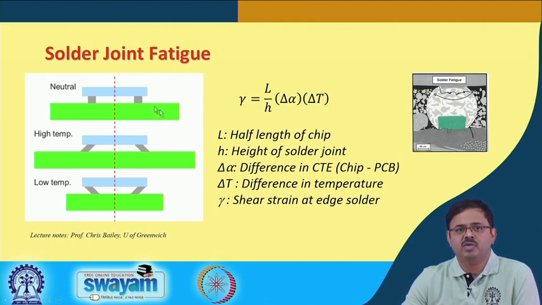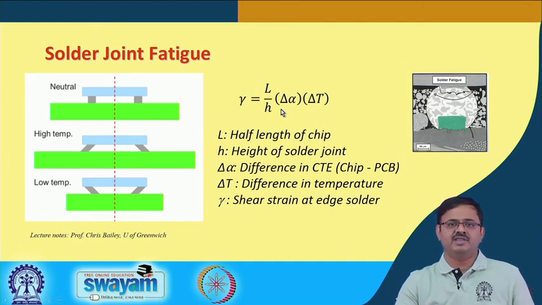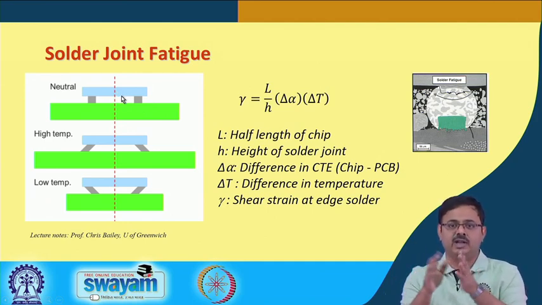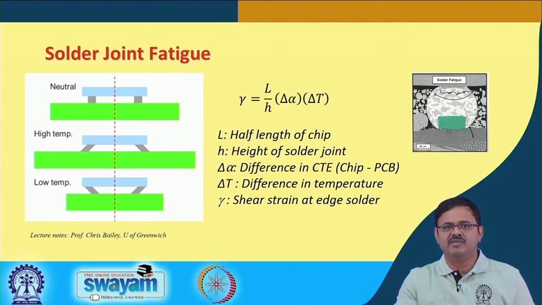The board is going to deform more and the silicon is going to deform less. Therefore, the net strain, which is the deformation divided by H, is going to be L (alpha 1 minus alpha 2), or delta alpha, times delta T. Clear? So, this is the shear strain at the edge solder balls. The ones in the inner planes, closer to the neutral plane, will see less because this L is going to be lesser for those.